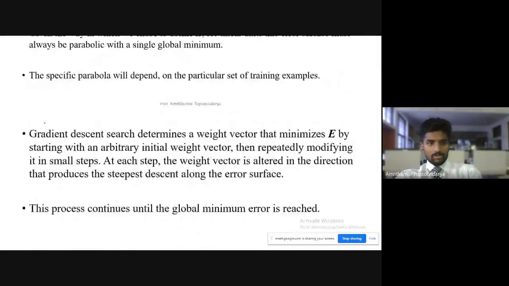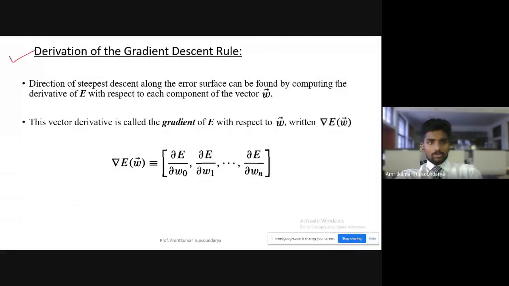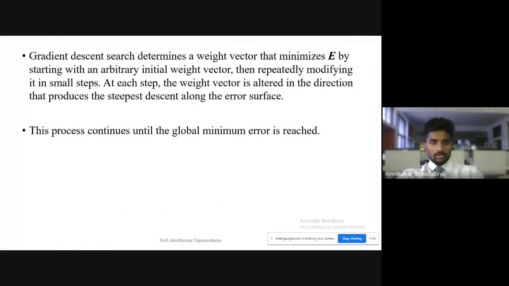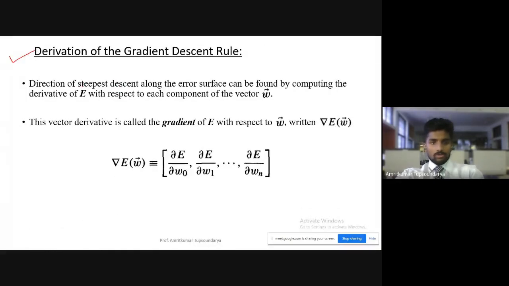This was the same thing that we discussed, right? And then we also discussed the derivation of the gradient descent rule, which is very important from the examination point of view as well. The arrow which you see here in the previous figure indicated the direction of the steepest descent along the error surface, which can be found by computing the derivative of the error with respect to each component of the vector. This vector is the gradient, and we saw the formula for the gradient of error.